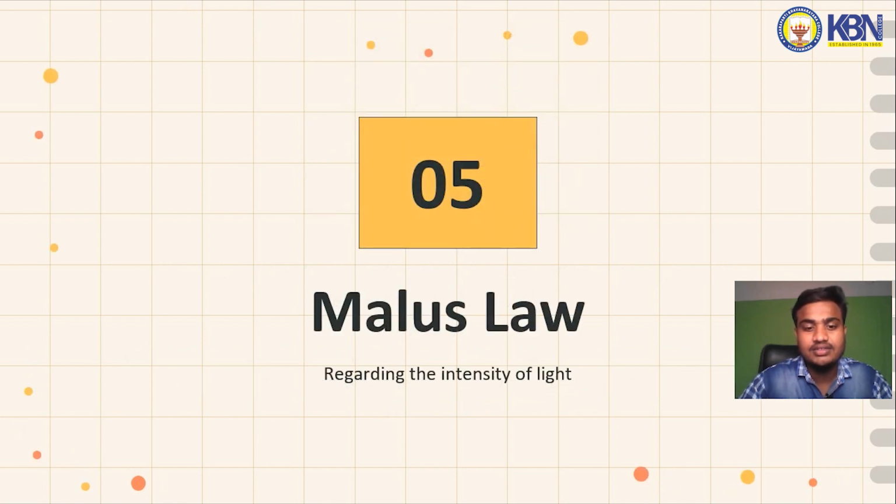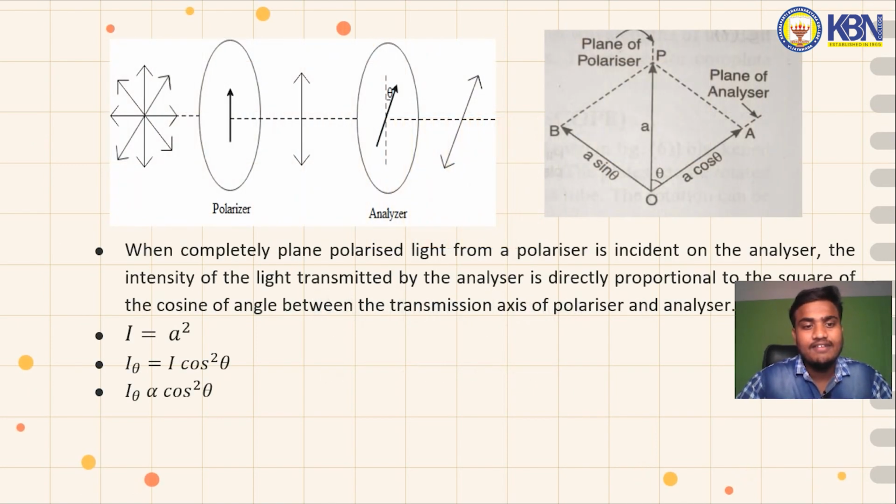Coming to Malus's Law, it is about the intensity of light. Completely plane polarized light from a polarizer is incident on the analyzer. The intensity of the light transmitted by the analyzer is directly proportional to the square of the cosine of the angle between the transmission axes of the polarizer and the analyzer. Here OP is the plane of the polarizer and OA is the plane of the analyzer, and theta is the angle between them.